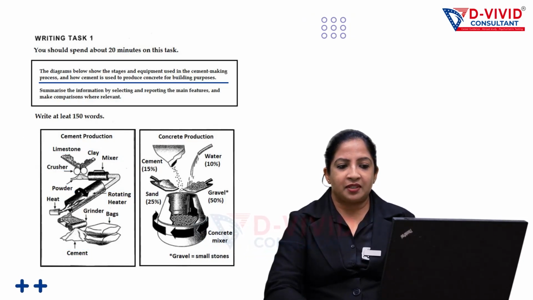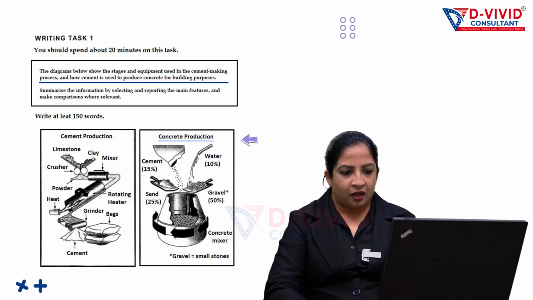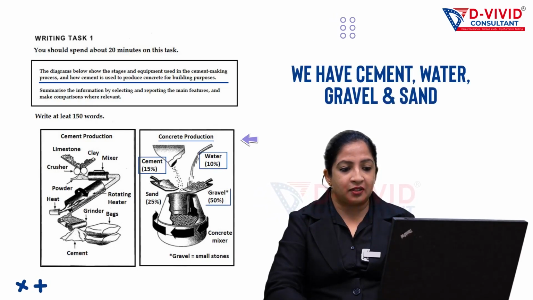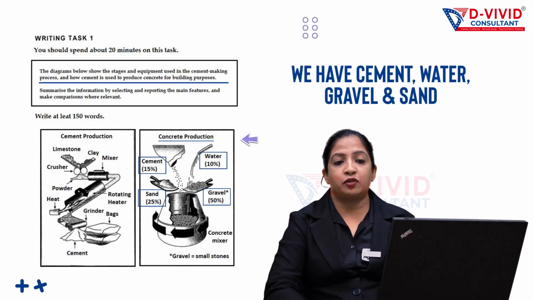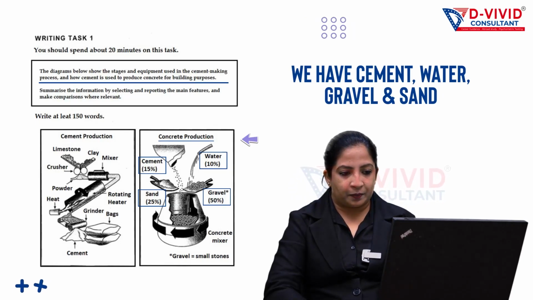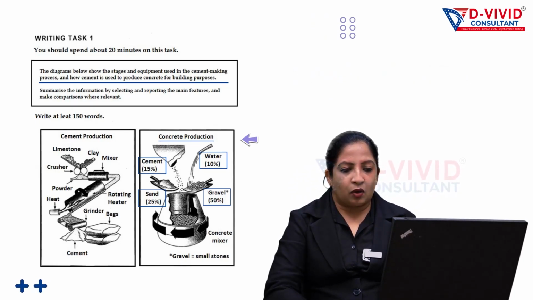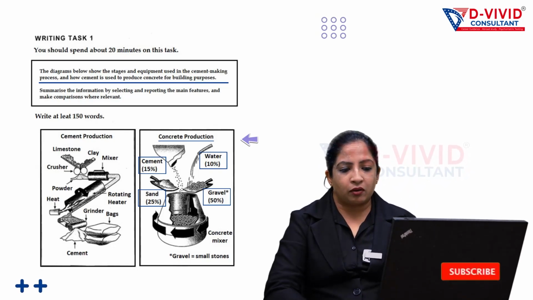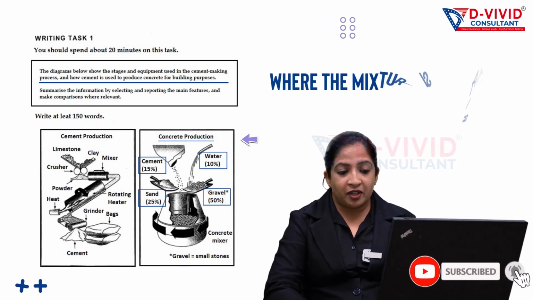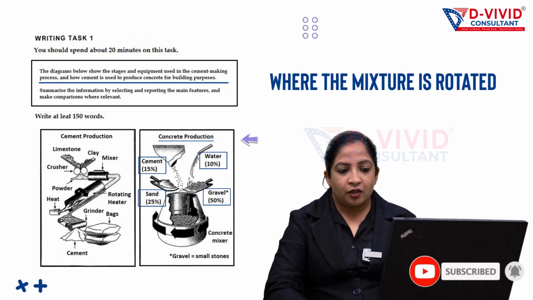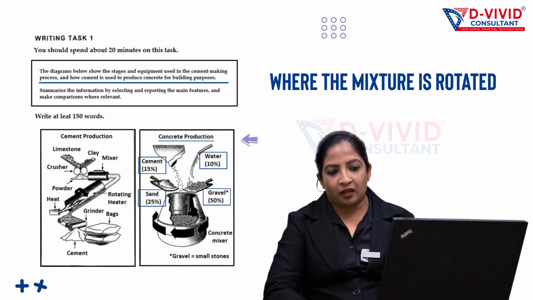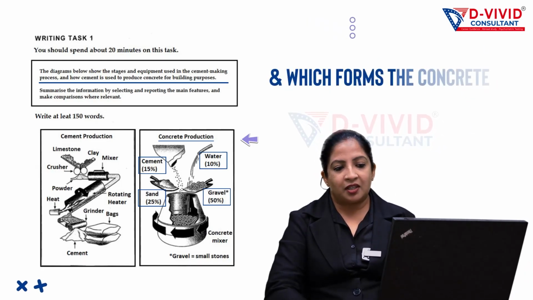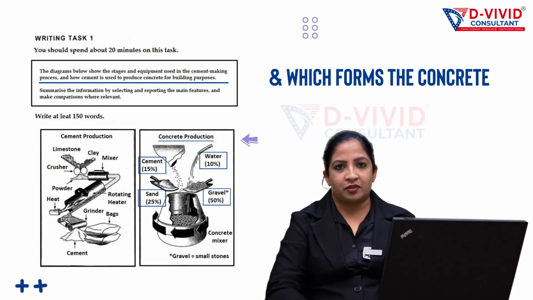Now let's see what happens in the concrete production. Okay, now this concrete needs more than 2 raw materials. We have cement, water, gravel and sand, and again the proportion of them is indicated. Now what happens? All the 4 things are poured into one great concrete mixer, where the mixture is rotated to mix the ingredients well, and which forms the concrete. Now this is how the process goes.